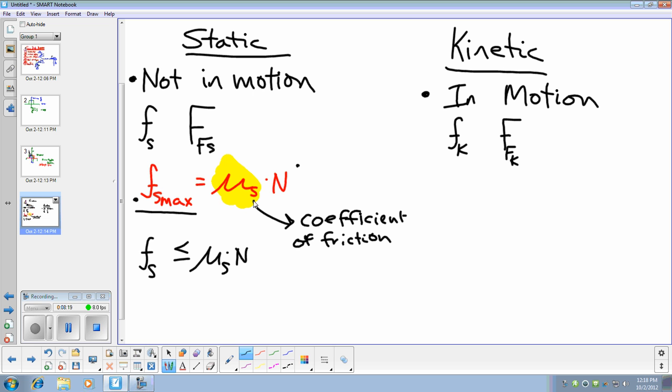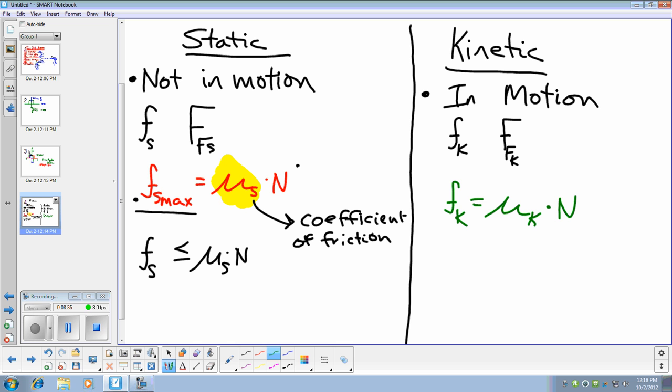Let's jump over to the kinetic friction side, and let's give ourselves a little barrier here for our notes. Let's get a new color. In this situation, the kinetic friction is equal to the coefficient of friction when our object is in motion multiplied by our normal force. Now you may be asking yourself, what is the difference between the coefficient of friction in the static versus the kinetic case? Well, I'm glad you asked.